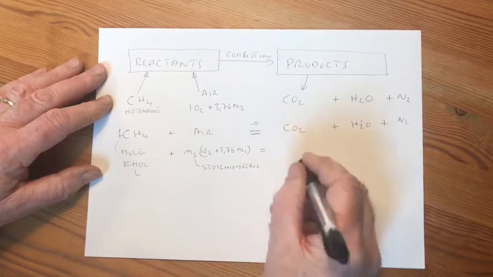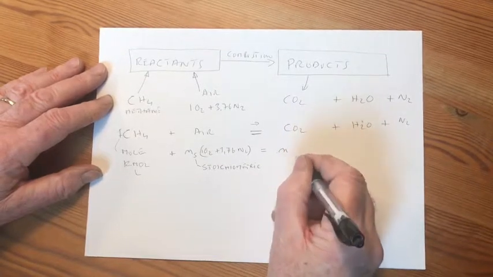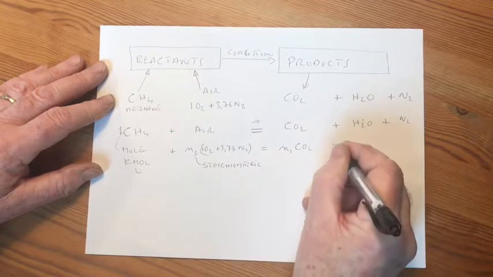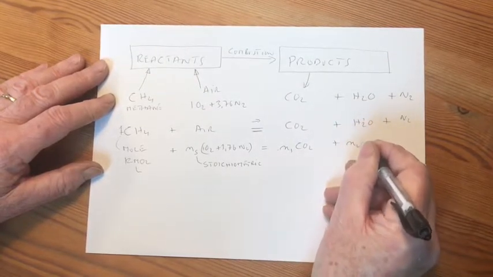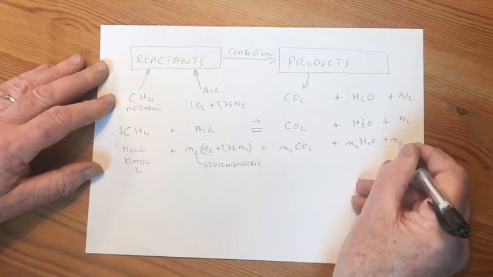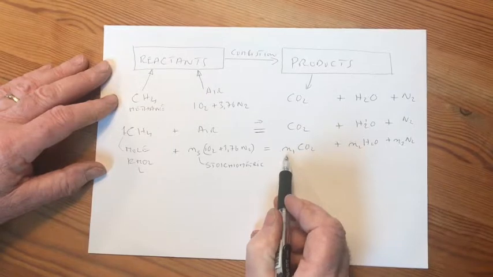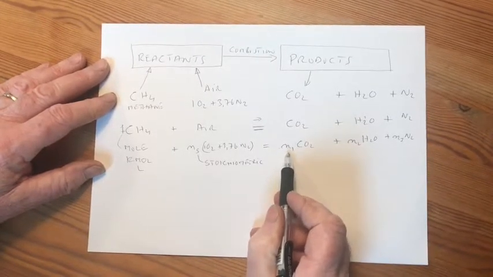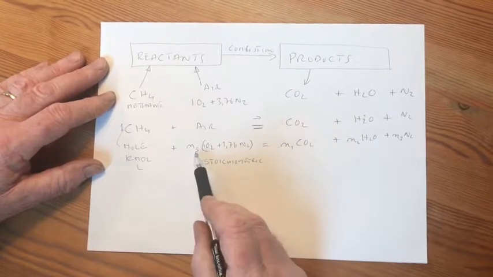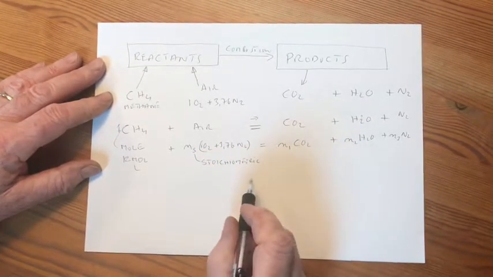So that should be equal to N1 times CO2 plus N2 times H2O plus N3 times N2. And then again, these are coefficients, they just turn out to be simply numbers. And this is what we're going to try to do, is we're going to try and find out the values of Ns, N1, N2 and N3.